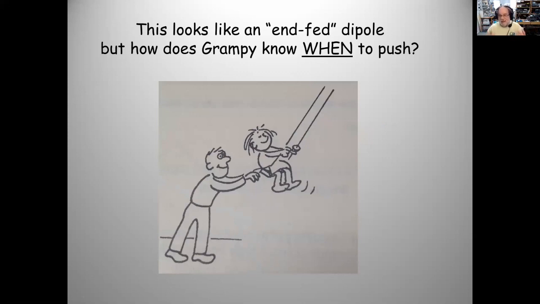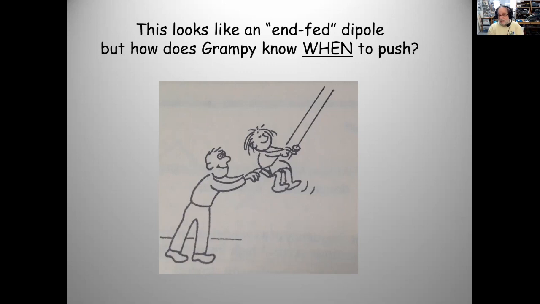I'm the feed line. This is an end-fed dipole. Do you see what I see? What's the kid on the swing? That's the antenna current on the dipole. When does a dipole radiate? Only when there's a current. So on an end-fed dipole, there isn't much current here. He's at rest.